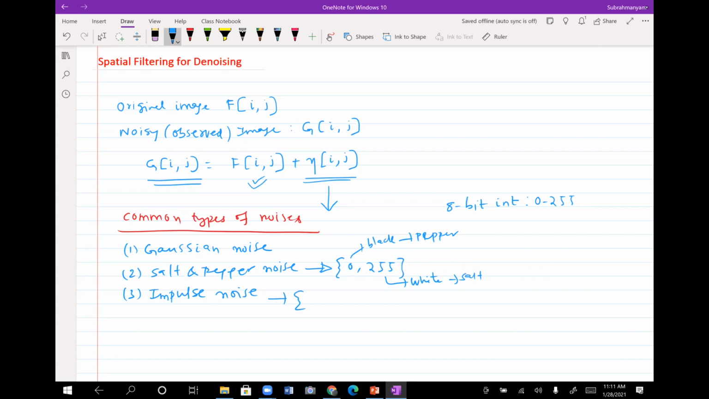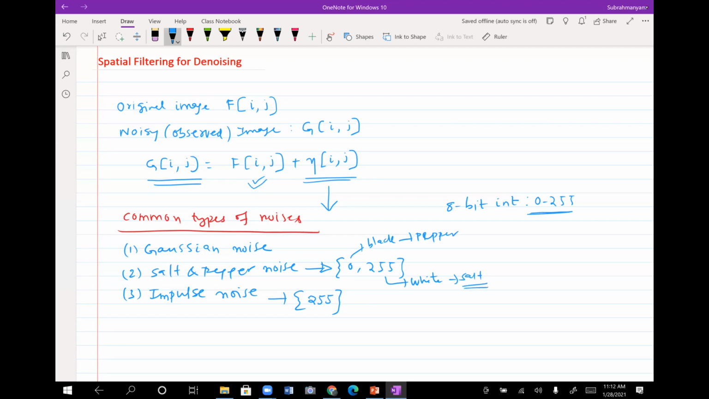And what about impulse noise? If you recollect, an impulse is just one single spike, which we refer to as 1, the highest value, and everywhere else it is 0. So this is essentially just the salt noise.